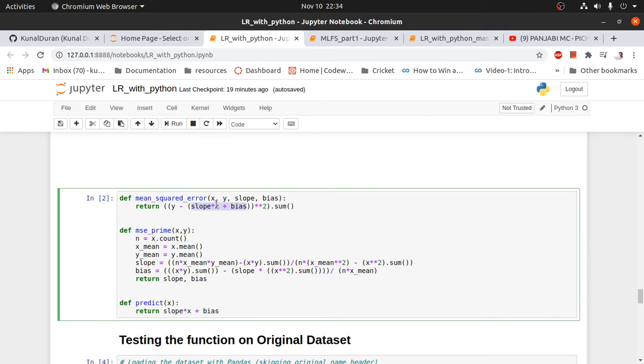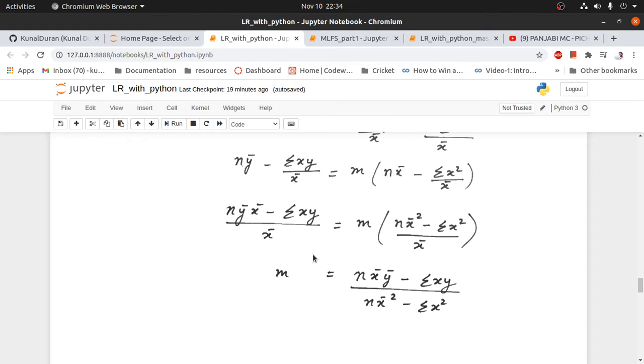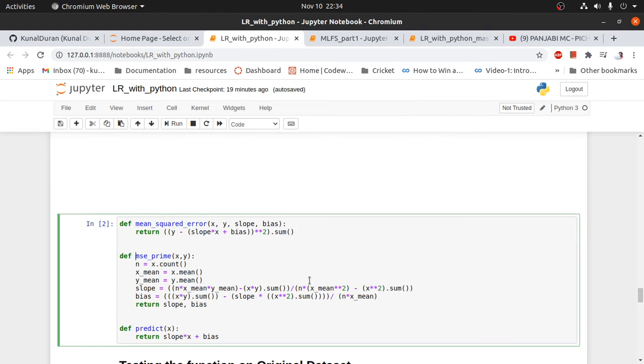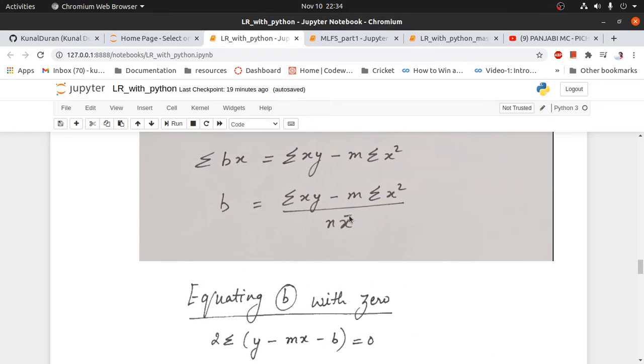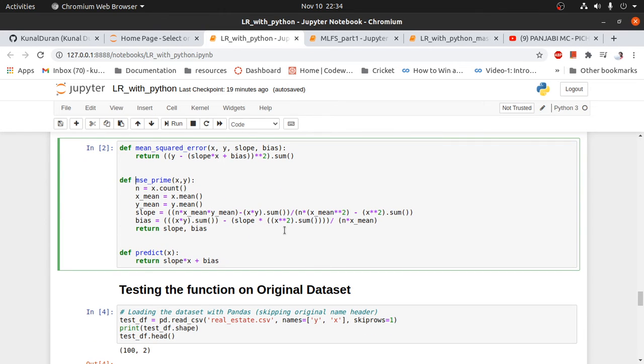So it will be our target value, the output value. Okay, so this is the function for mean squared error. And this is the function where this slope is referring to this part, and the bias is referring to the b which we found on the previous page here. So it is simply Python representation of these data points.